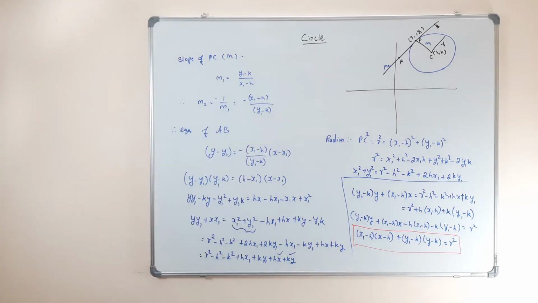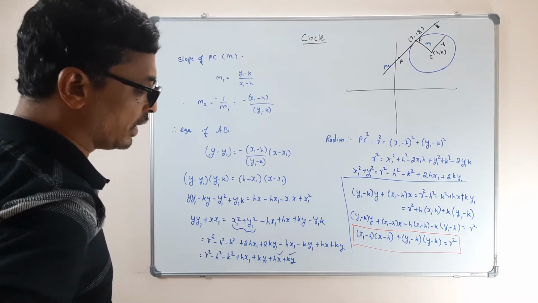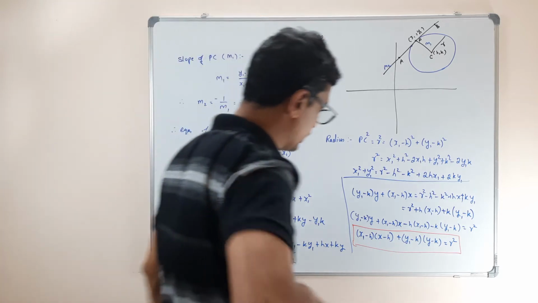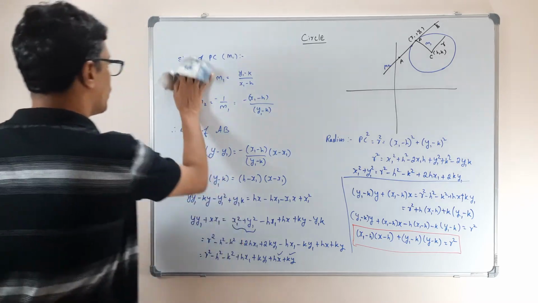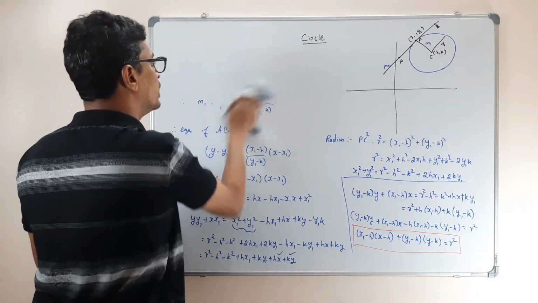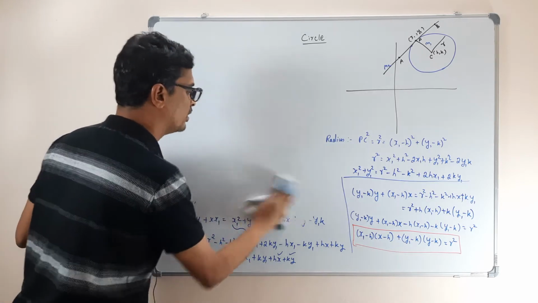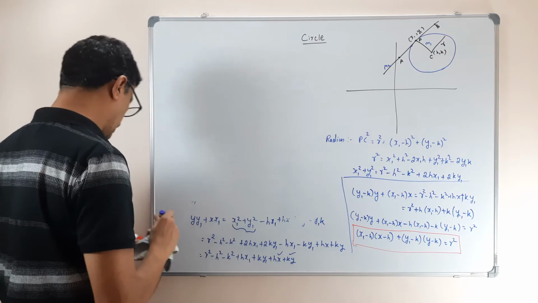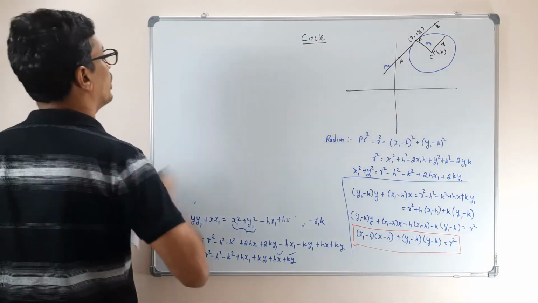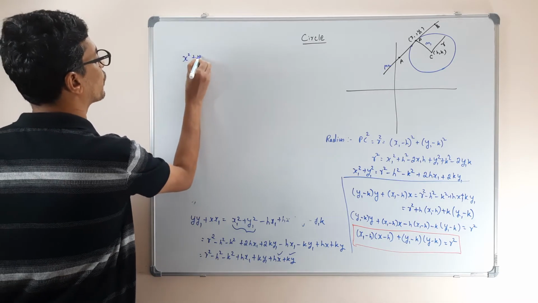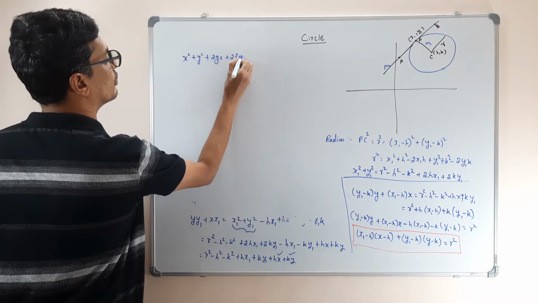Okay, now the question is, can we find the equation in a general form? Last time we saw the general equation also, right? So you remember what is the general form of a circle? What was that we did? Let us say that x square plus y square plus 2gx plus 2fy plus c.